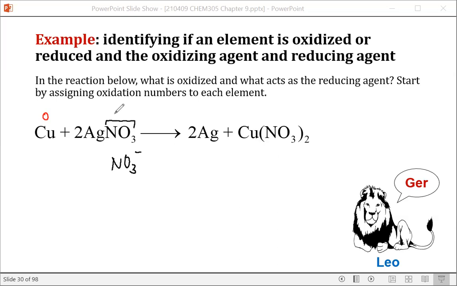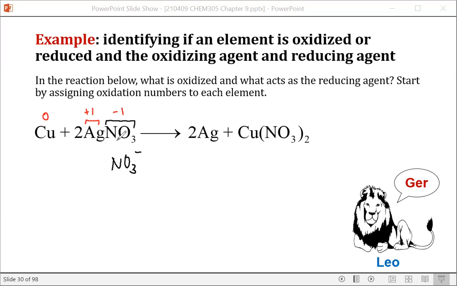So we know collectively nitrate has an oxidation number altogether of -1, which means that silver must be +1. So that's the fast way to figure out that silver is +1. Collectively, the nitrogen plus the 3 oxygens in nitrate add up to -1 because the charge of that ion is -1. And for polyatomic ions, the charge of the ion is what all the oxidation numbers add up to within the polyatomic ion.